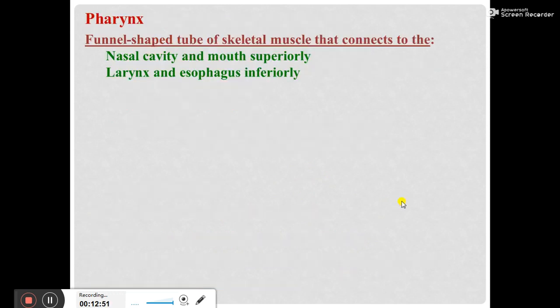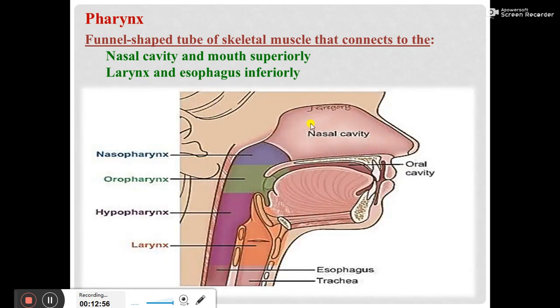Okay. We will move on to the next part, which is the pharynx. What is the pharynx? The pharynx is a funnel shaped tube of skeletal muscle that connects to the nasal cavity and mouth superiorly. It is connected to the nasal cavity and the mouth at the superior part, and to the larynx and esophagus at the posterior part. You should know that the pharynx is a common opening for the food.